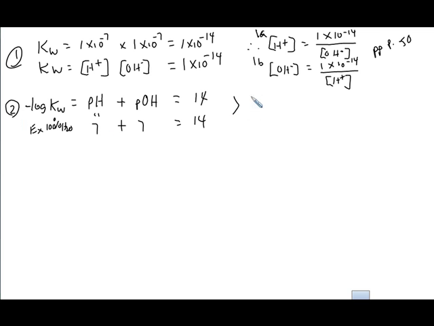The consequences of number 2 are this: if you're looking for the pH and you have the pOH, the pH is going to equal 14 minus the pOH. And of course, if you're looking for the pOH and you have the pH, the pOH is going to equal 14 minus the pH.